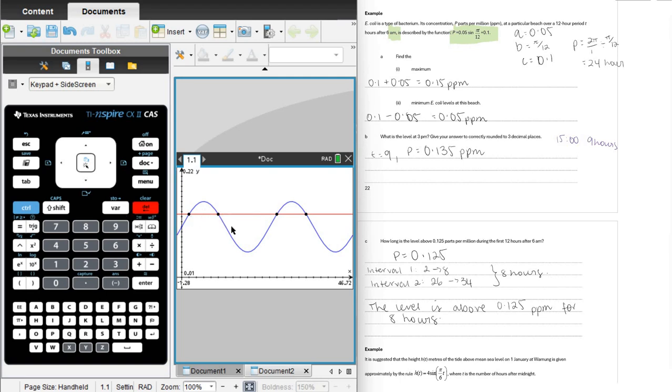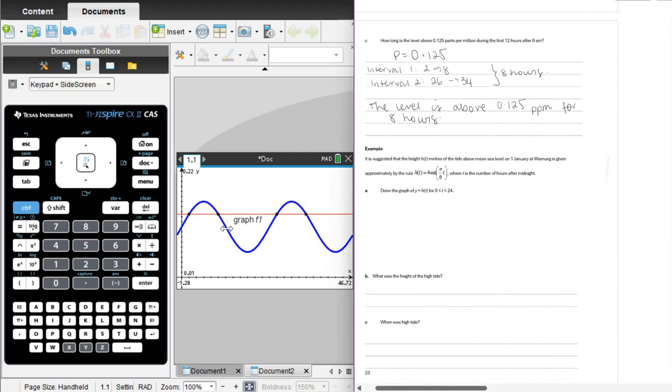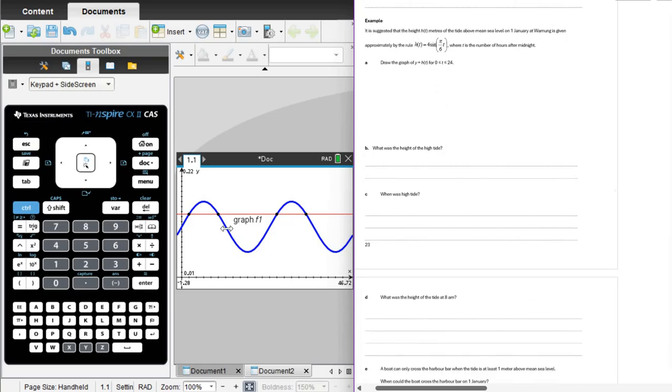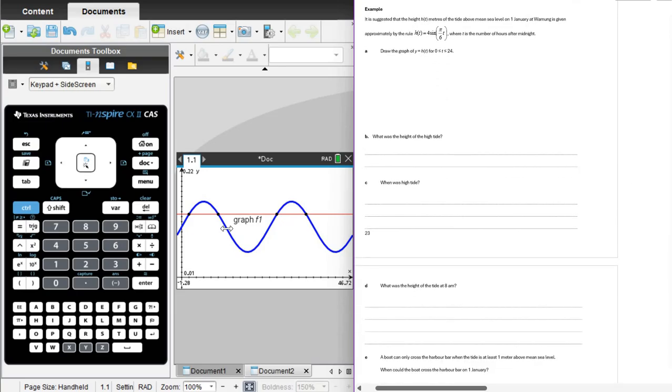We're going to tackle another question which has a bit of a trickier interval to work with, and we're just going to give it a go anyway, okay? So our next example here, we're looking at the height of tides. Tides tend to work in a cycle, especially with the moon and that cycle, and so they're a nice one to graph and analyse, okay?